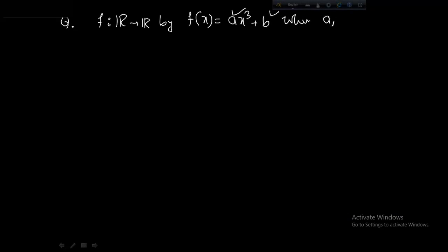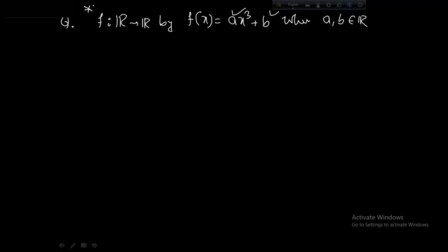Let us start with the question. Check whether this function defined from R to R by f(x) = ax³ + b, where a and b are any arbitrary real numbers. It can be 1, 0, half, root 2, root 3, whatever. A and b are arbitrarily chosen real numbers, and the function is defined by f(x) = ax³ + b. Now we have to check whether this function f is onto or not.